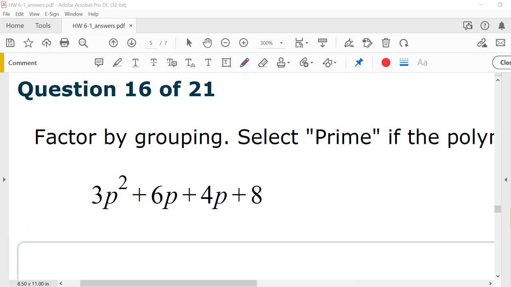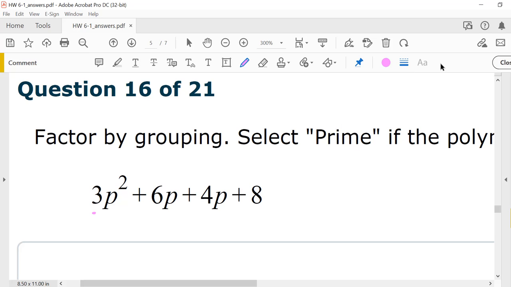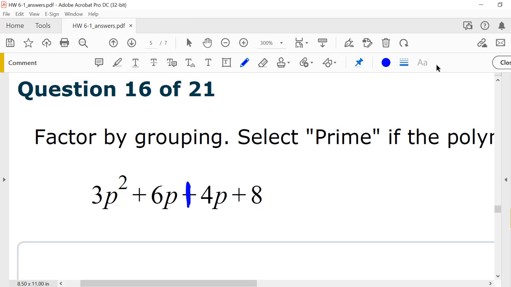Question 16, factor by grouping. How do I know that I'm going to need to group? 1, 2, 3, 4. There are 4 terms. I'm going to group, which means I'm going to keep this sign here in the middle. I'm going to group these 2 terms together, factor out a GCF. Then I'm going to group these 2 terms together and factor out a GCF.